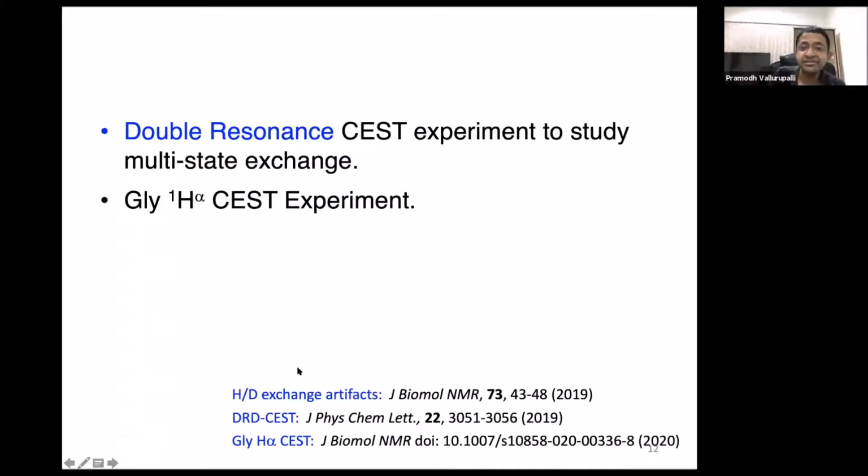Okay, so from what I have been saying so far, it appears very easy to do the experiments and everything works all the time, but that's not always the case. So today I will tell you about this double resonance CEST experiment that we came up with to study multi-state exchange, and a more specialized glycine 1H alpha CEST experiment.